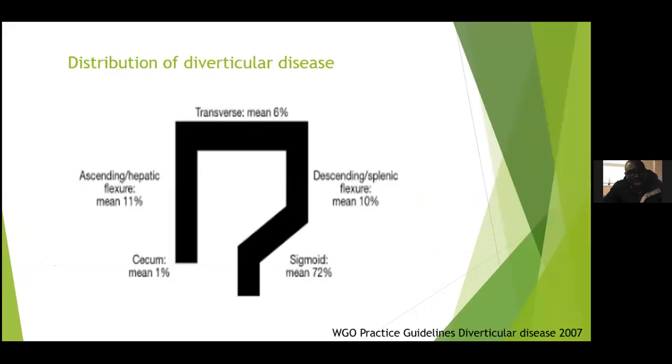And if you look at the distribution of diverticular disease, like I said earlier on, the sigmoid colon is commonly affected. About 72% of the cases occur in the sigmoid colon. And if you look at the left side, adding 10 to the 72, most of them occur on the left side, and then transverse about 6%, and then the cecum is just about 1% of it.